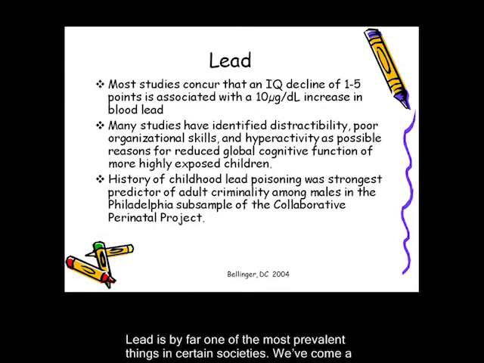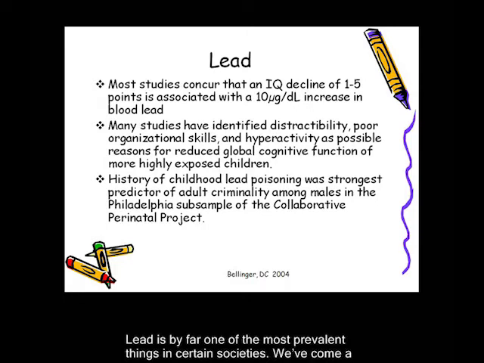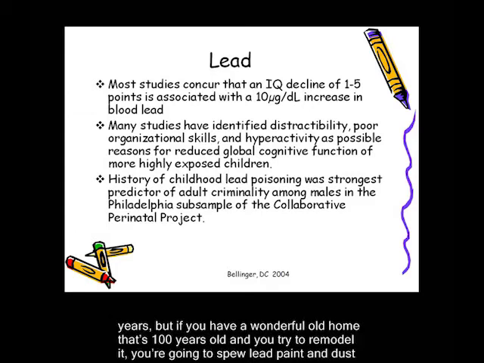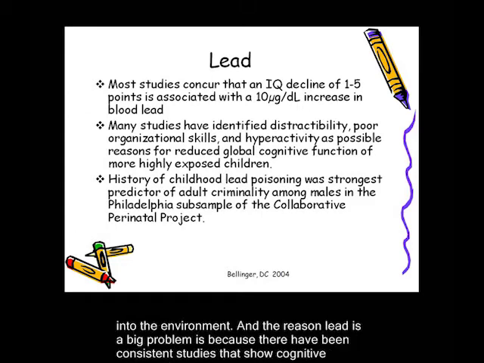Lead is by far one of the most prevalent things in certain societies. We've come a long way in our society from having lead prevalent because we have unleaded gasoline now. We have had lead-free paint for many years, but if you have a wonderful old home that's 100 years old and you decide to remodel it, well, you're going to spew lead paint and dust into the environment.